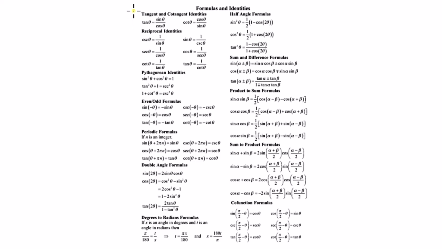Let's derive the even-odd trig identities. So on the trig identities sheet, that would be these shown here. Well, we could use the fact that we know that the cosine function is even, for example, or the sine function is an odd function. But let's go ahead and derive these identities from scratch.